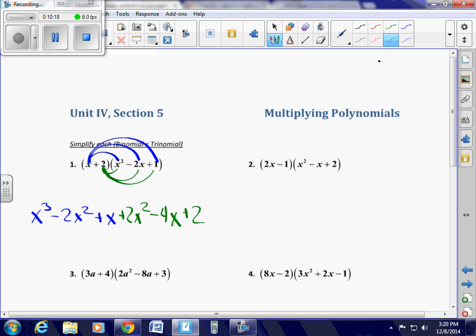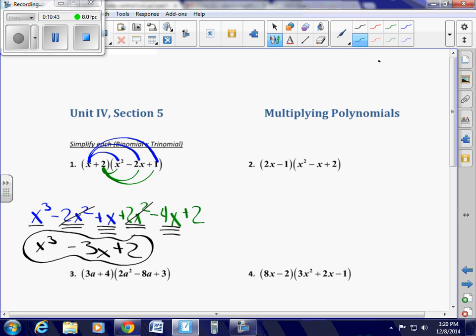Now, at this point, make sure you go through and combine like terms. X to the third, there is no other x to the third term. Negative 2x squared and positive 2x squared cancel. There are no more x squared terms. I have positive x minus 4x. 1x minus 4x is negative 3x. Bring down the plus 2, and there's your answer.